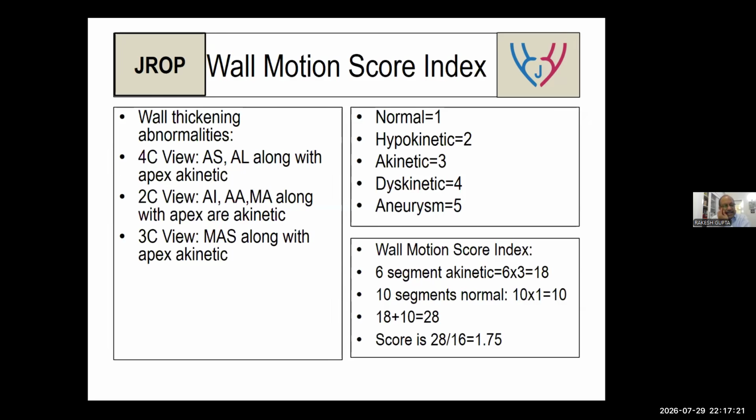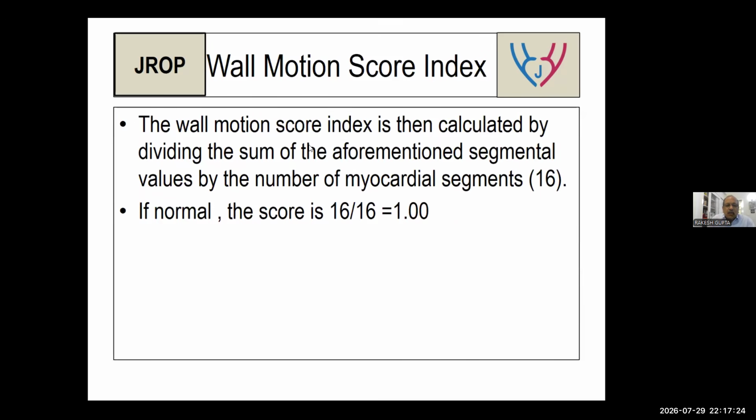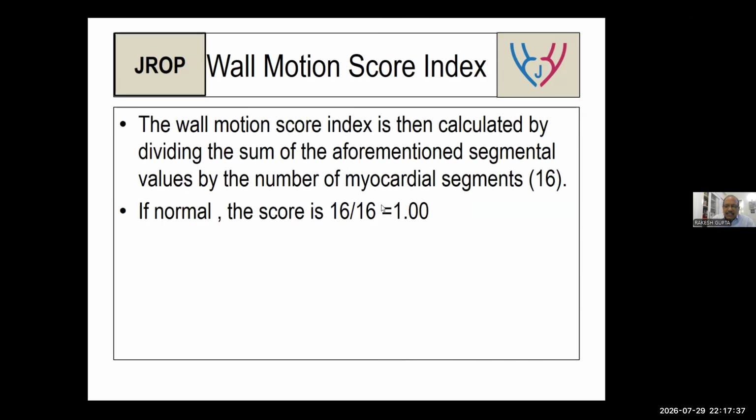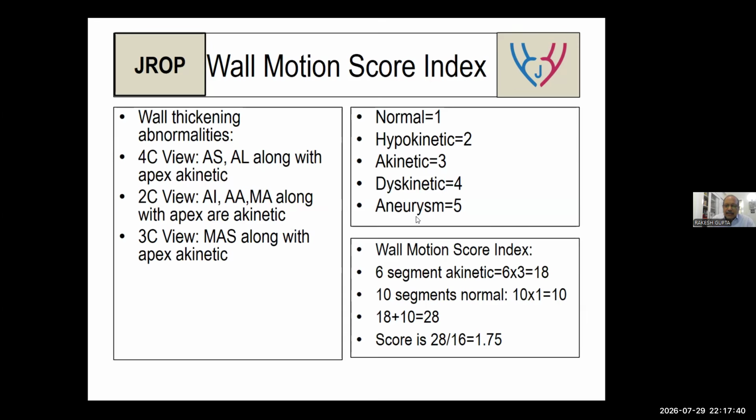All right, so here's the answer. Wall motion score index is calculated by dividing the sum of the aforementioned segmental values by the number of myocardial segments. If every segment is normal, the score is 1 into 16, then 16 divided by 16 would be 1. Suppose 6 segments are akinetic: 6 into 3 is 18. What is left behind is 10 segments, so 18 plus 10 is 28. 28 divided by 16 will be the wall motion score index.